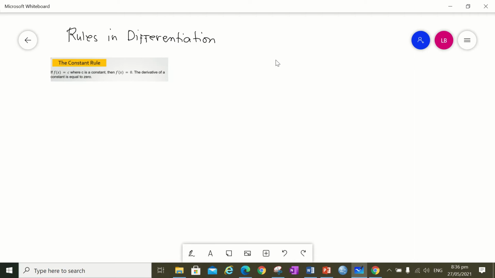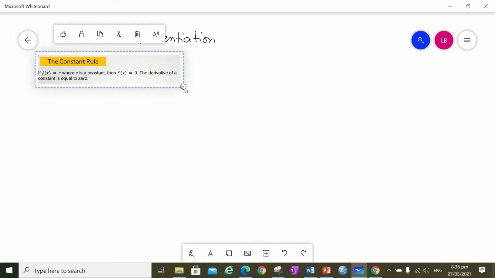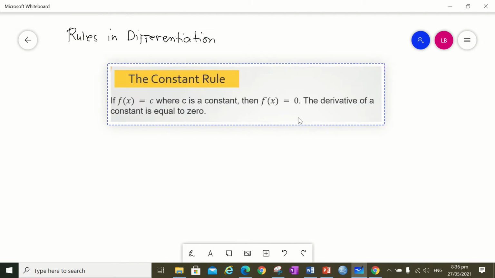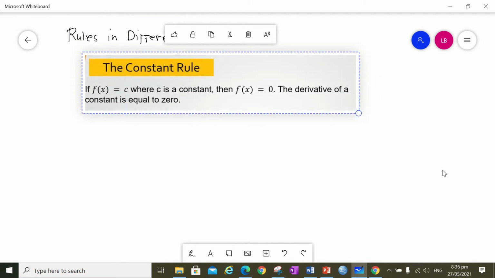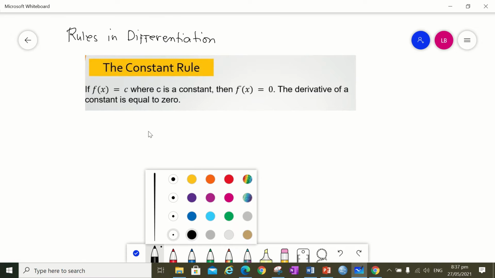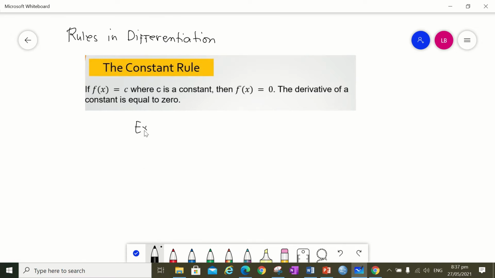In this video, we will discuss and illustrate the rules in differentiation. Let's have the first rule. The constant rule. If f of x equals c, where c is a constant, then f prime of x equals 0. Or the derivative of a constant is equal to 0. So let's have an example.